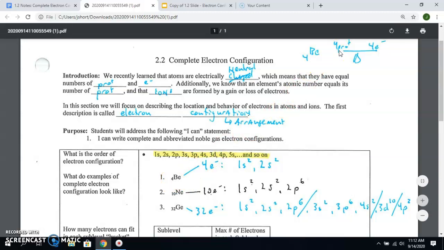Sorry, there's an announcement over the loudspeaker. Dylan Woodruff, would you please come to student services? Must have not only 4 protons, but also 4 electrons.